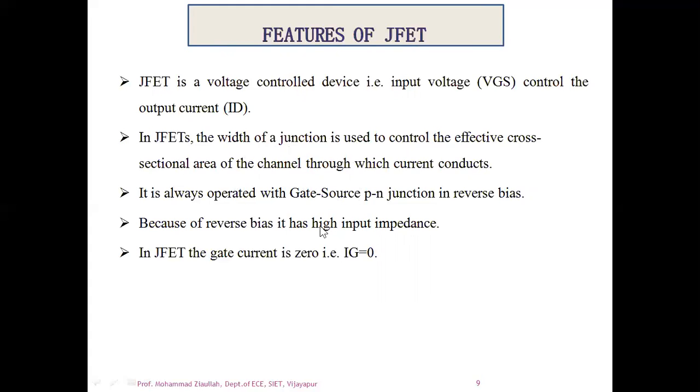Hence, due to this construction, the JFET overcomes the disadvantages of the bipolar transistor, that is low input impedance and the noise. With this, I conclude the JFET introduction and its construction part. In the next video lecture, let us go for the theory of operation, how the JFET can be operated under reverse bias.